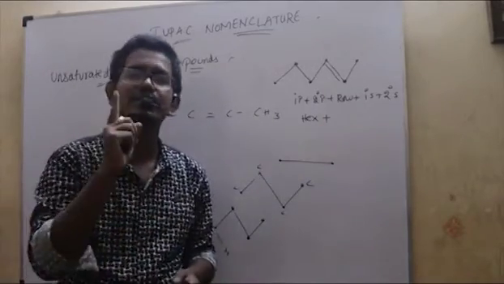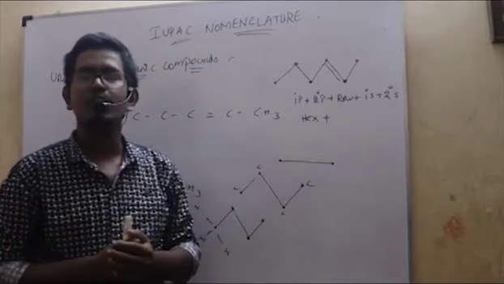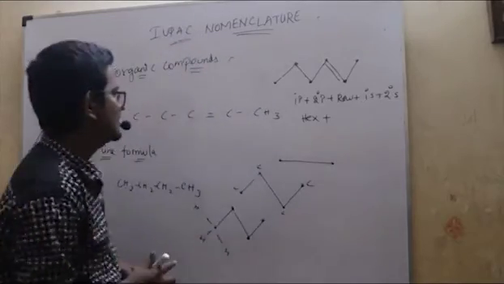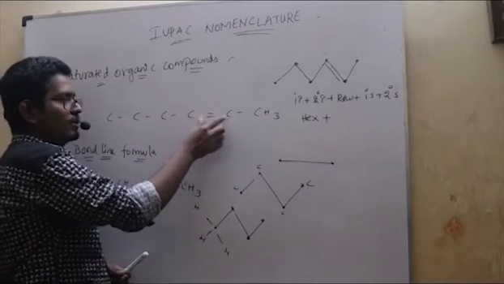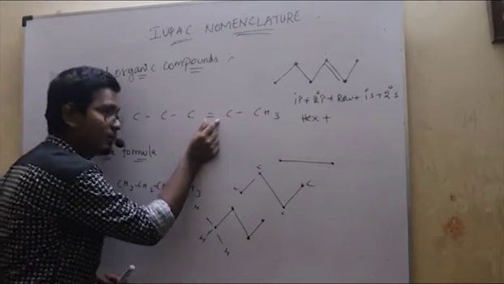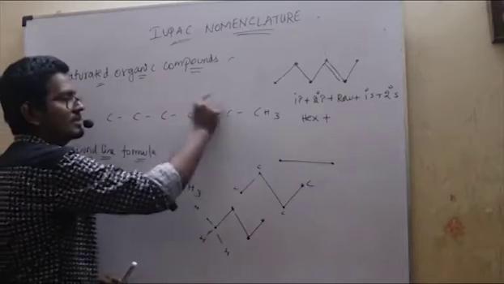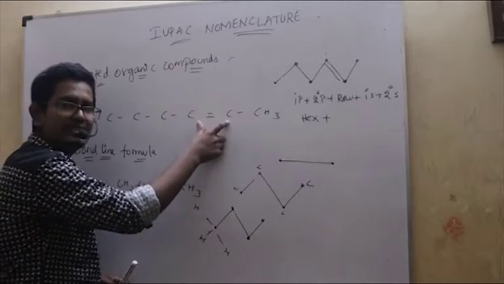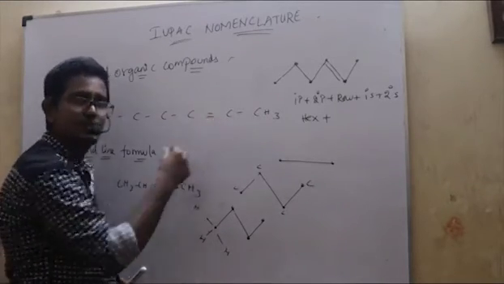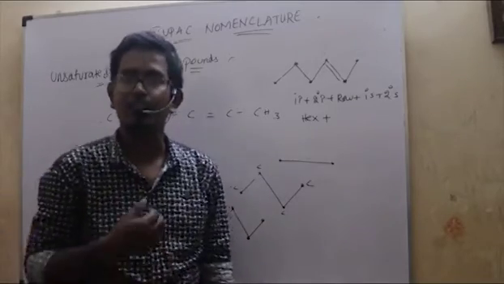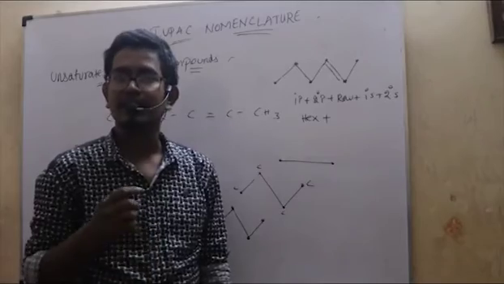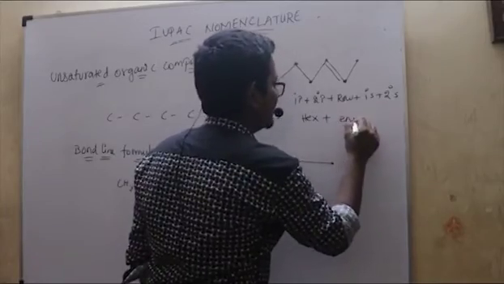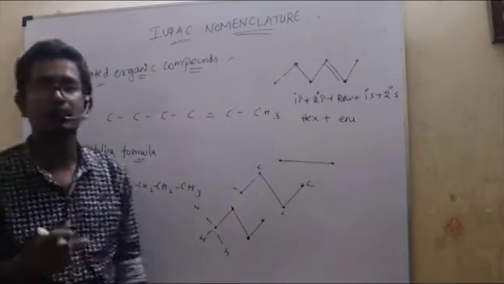If between the carbons a single bond is present, then it is ane. If a double bond is present, then ene. If a triple bond is present, then yne. You can see here, at one place between the adjacent carbons in this compound, a double bond is present. So if a double bond is present in a compound, then we will give the primary suffix as ene. But while giving the name ene, we should also give the numbering.